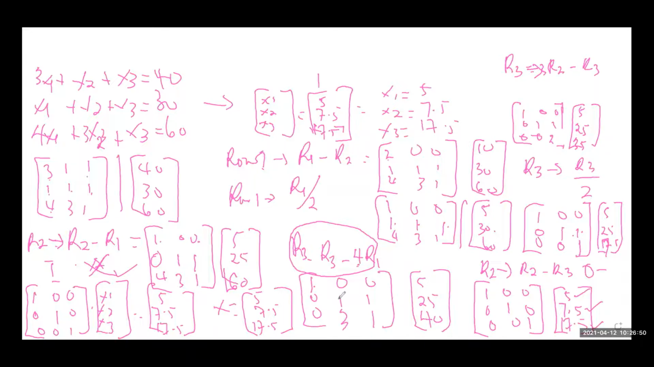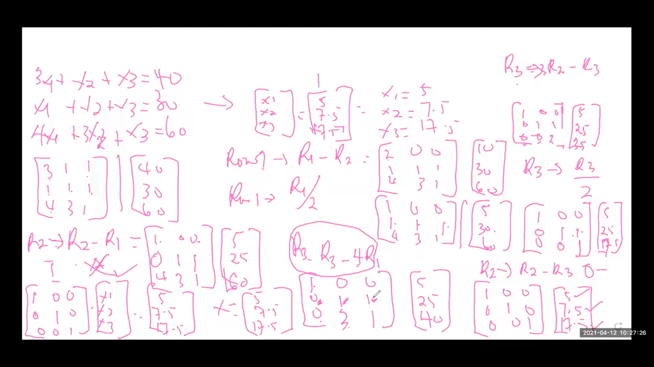We were here: 1, 0, 0, 5. Then we said let's work on row 3 again. So 3 times row 2. 3 times 0 is 0. Is that okay? Then 0 minus 0 will give you 0. 3 times 1 here is 3. 3 minus 3 will give you 0. 3 times 1 is 3.